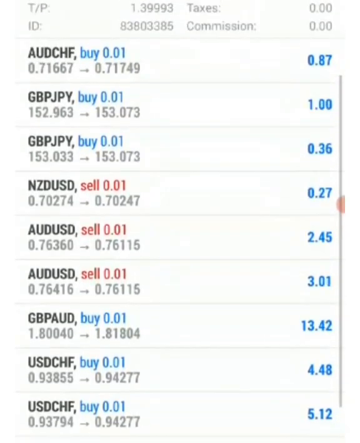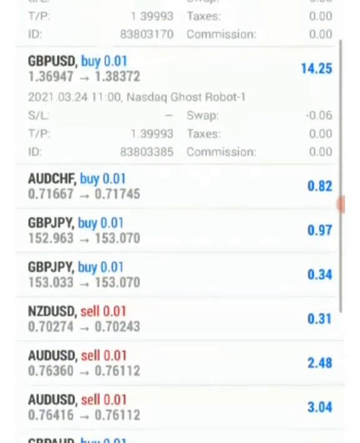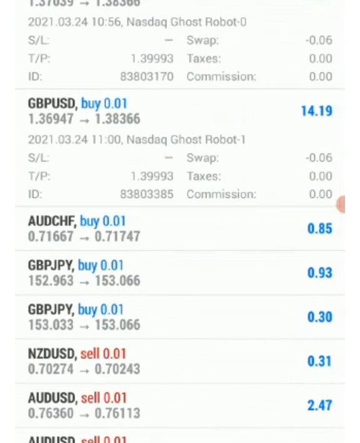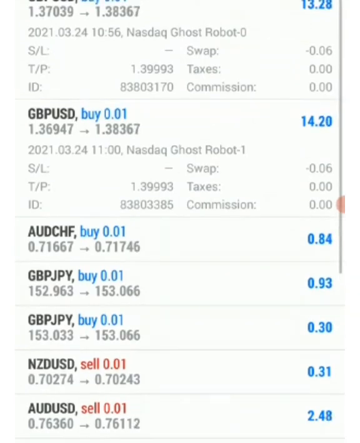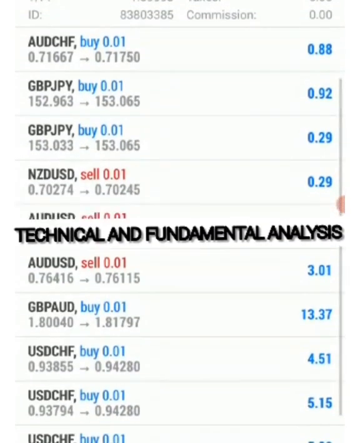So if you open your MetaTrader 4, which is downloadable on Google Play Store, you discover that the currency pairs are always moving up and down. That's what we call volatility in the foreign exchange market. So those are the methods. These are the methods we use in trading. We have technical analysis and fundamental analysis.